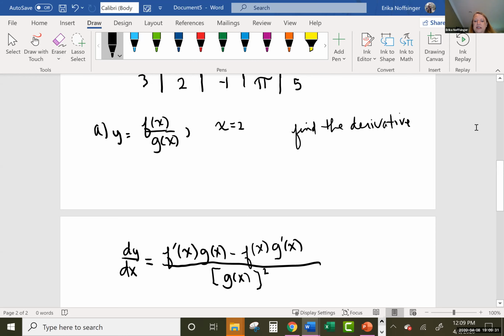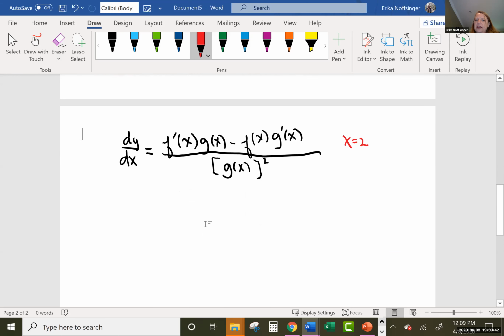And so we wanted to look at this when x was equal to 2. And so we want to go back in, and wherever we see an x in this equation, we're going to plug in 2.